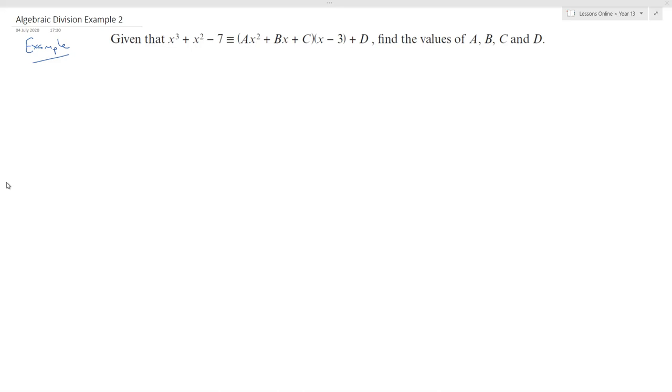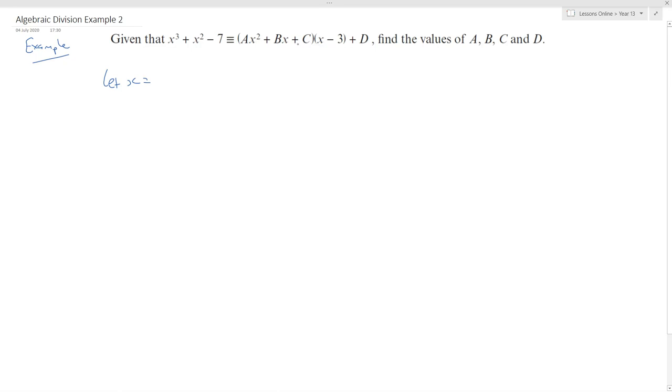So this is another example. It's different, but somehow it seems familiar. So given x cubed plus x squared minus 7 is equivalent to ax squared plus bx plus c times x minus 3 plus d, find a, b, c and d. So first things first, looking at that, I need to eliminate 3 of those, so it helps me find 1, like 3 unknowns. What can I let x equal to get rid of 3 of those?